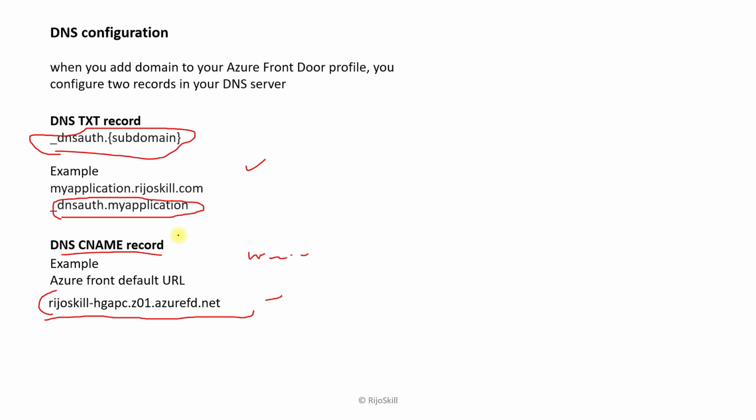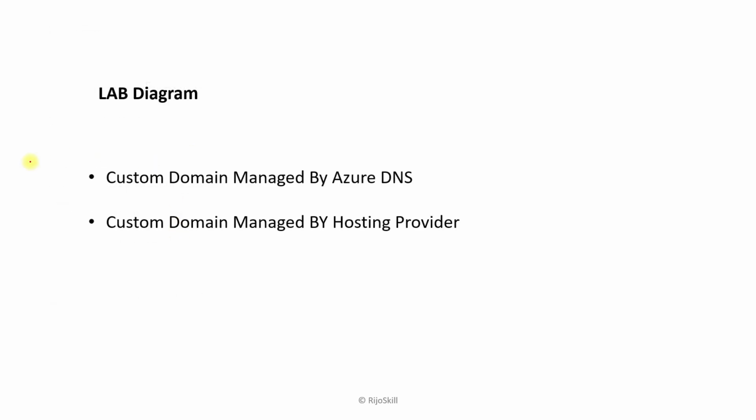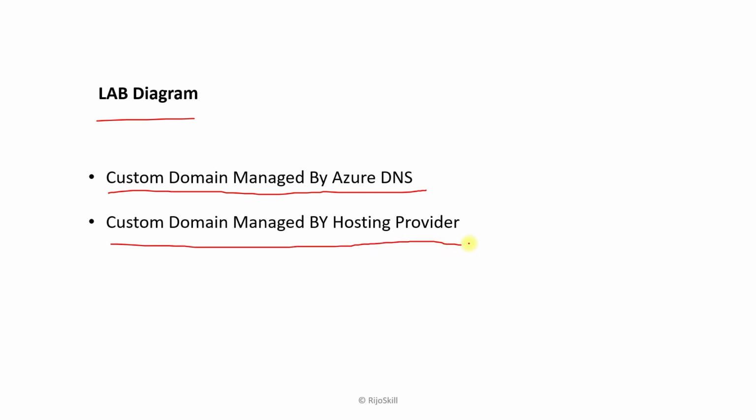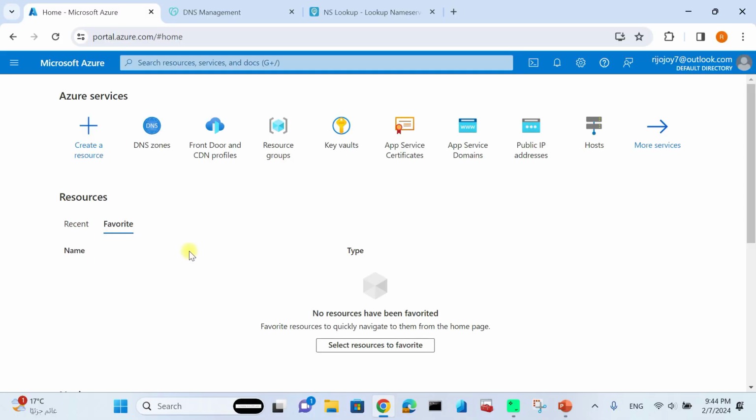Okay, so let's go to our lab. What lab do I plan to do? I will create a first custom domain managed by Azure DNS and another custom domain managed by the hosting provider. Now we reach our Azure portal.